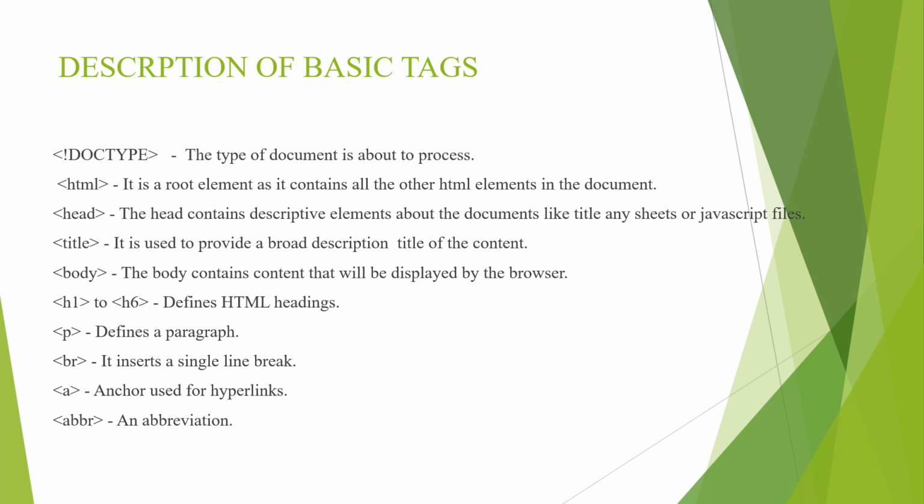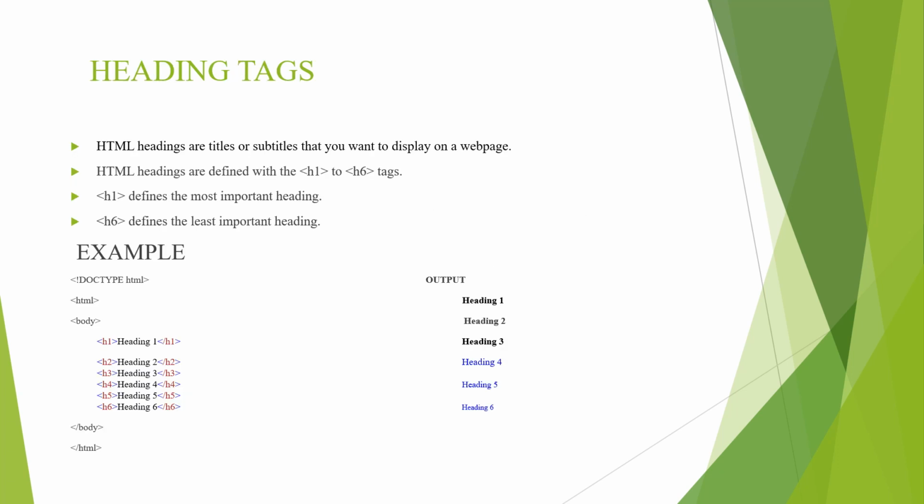H1 to H6 define the HTML heading tags. P defines a paragraph tag. BR inserts a single line break. A describes an anchor used for hyperlinks. Abbreviation is used for the abbreviation of the HTML tag.